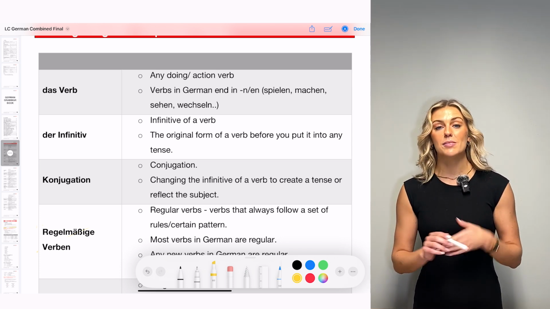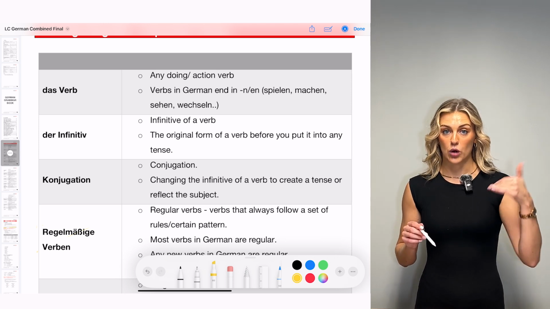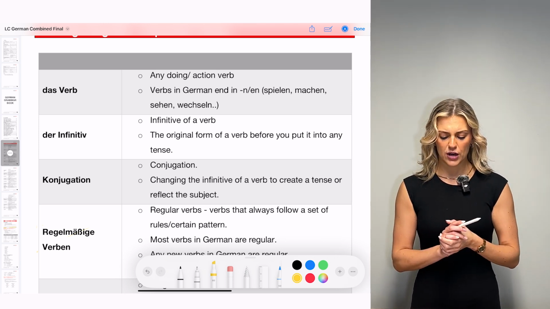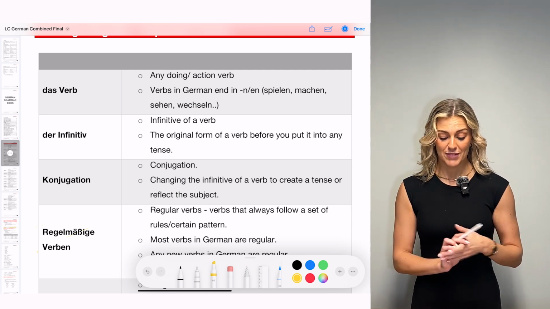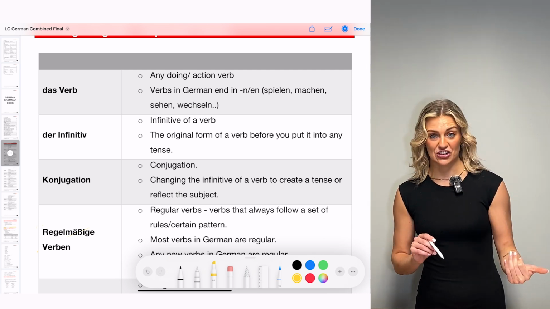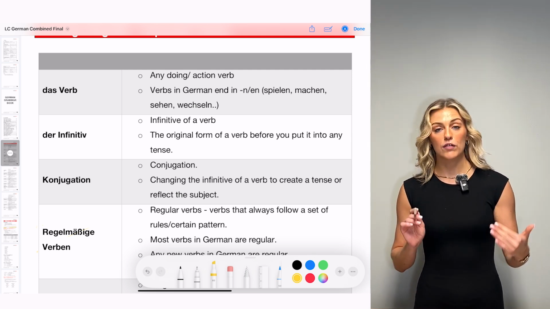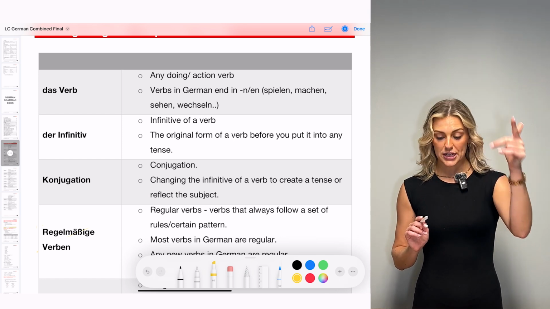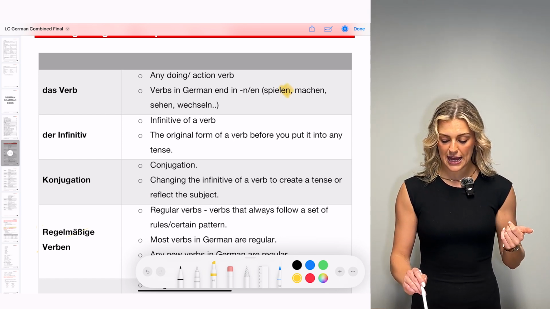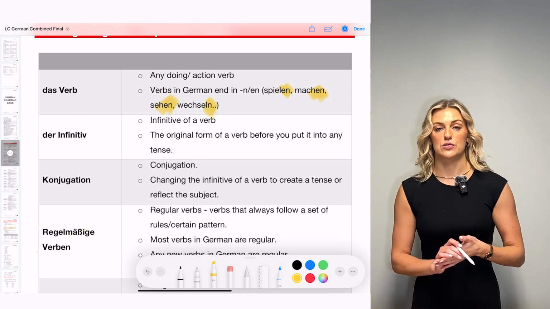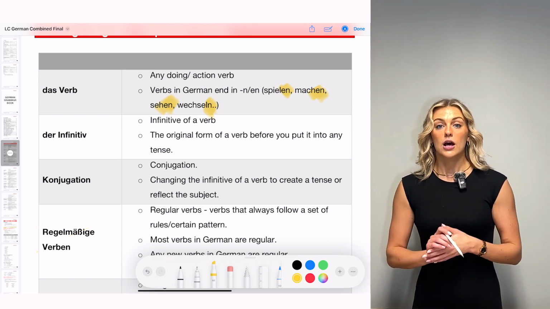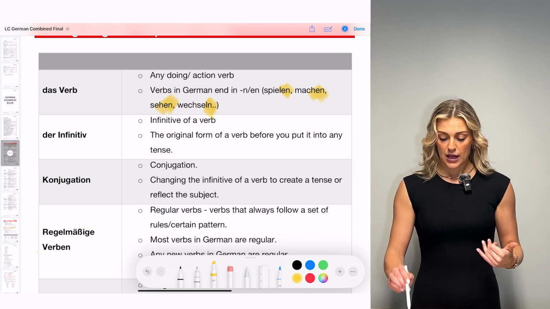Das Verb. So a verb is any doing word or action, okay? Here I have any doing or action word, that's meant to say not verb, sorry. Any doing word or any action, okay, is a verb. And all verbs in German end in either n or en. So for example here, spielen, machen, sehen, wechseln, und so weiter und so fort. So all verbs in German end in n or en, okay?